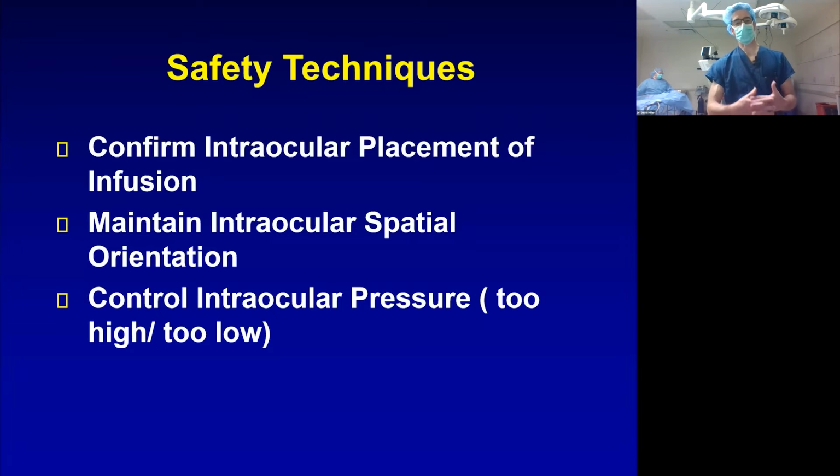So safety techniques for any vitrectomy, really. You want to confirm intraocular placement of the infusion, maintain intraocular spatial orientation, and control intraocular pressure. You don't want to be too high or too low, and you can see that quite often by either the eye wall infolding if you're too low, or if the pressure is too high, you can see the vascular vessels, you can see them flashing as they're trying to pump blood through those vessels.